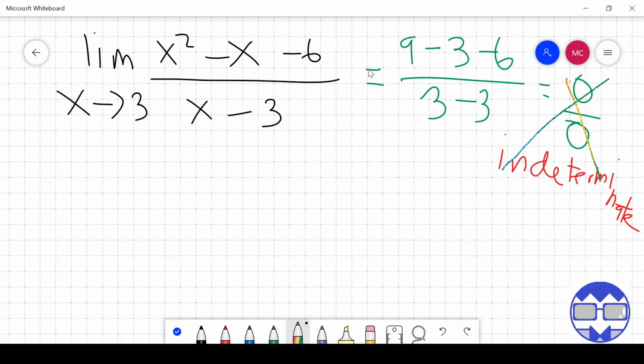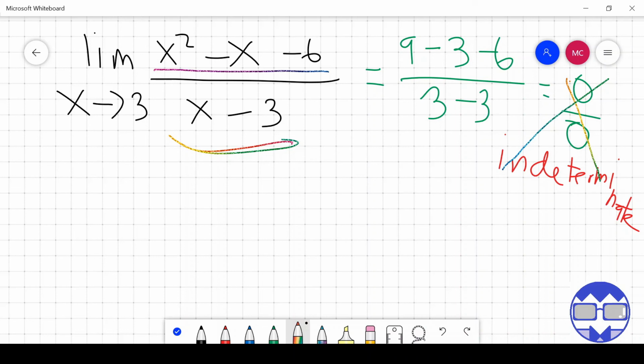So observe the given here. In our denominator, of course, we cannot factor out anything; it's already simplified. But in our numerator, observe that this can be factored. So what will be the factor? Try to think of two numbers which, when multiplied, give negative 6 and, when added, give negative 1.